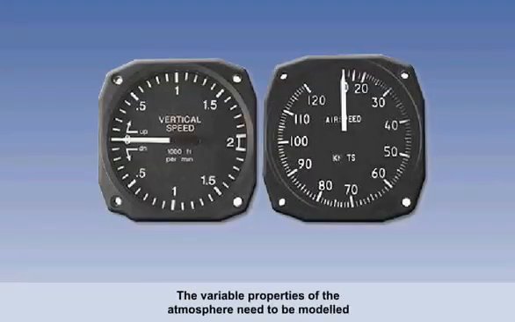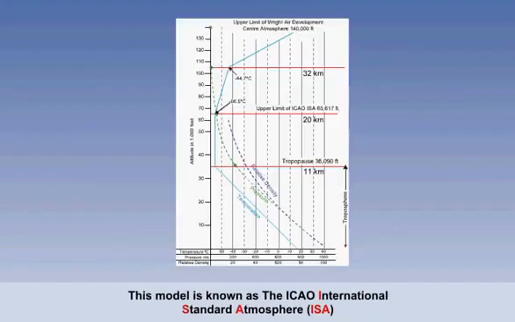However, our atmosphere is so very variable from day to day, it's been necessary to construct a model atmosphere to help in calibration of instruments and aircraft testing. This model atmosphere is known as the ICAO International Standard Atmosphere, or ISA. However, the model only extends to 32 kilometers, which is about 105,000 feet above mean sea level.